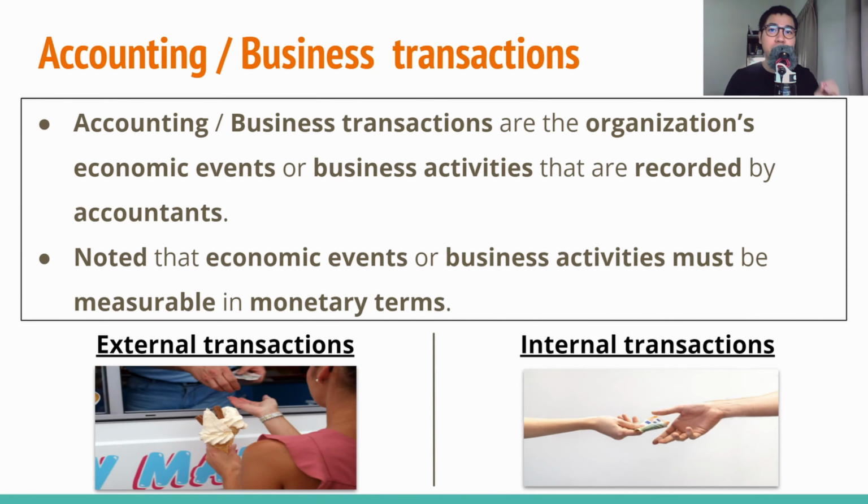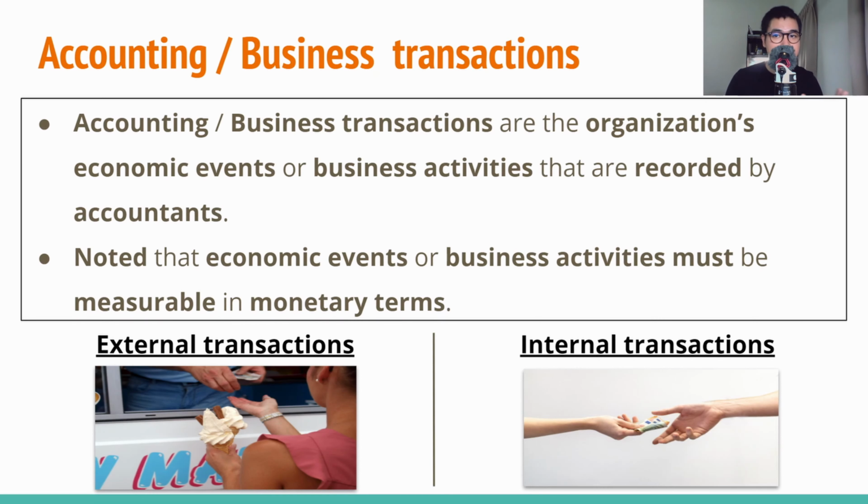Okay, so first off, if we want to analyze accounting transactions, I think you have to be clear about the accounting transaction definition, don't you? Accounting transactions are the organization's economic events that are recorded by accountants. I talked about economic events in the first video, what is accounting, and the second video, ethics, principles, and assumptions in accounting, so check it out, okay? However, the most vital point about economic events is that they must be measurable in monetary terms, and that is all you need to remember.